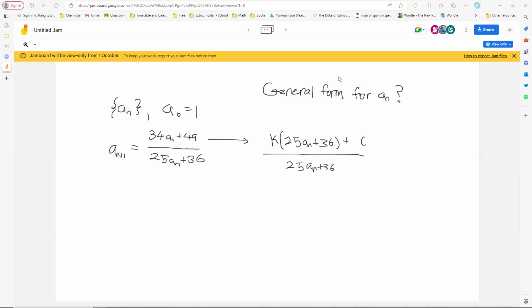So the way we're going to transform it into this form is we're going to take k to be equal to 34 over 25. And I hope you see why, right? Because if k equals 34 over 25, then it nicely cancels out with the 25 a_n to give us 34 a_n. So the only thing left to do now is to figure out what this value of c should be.